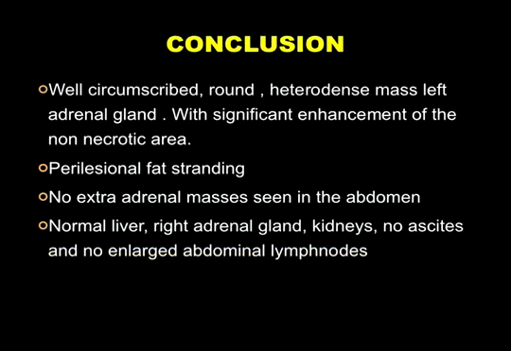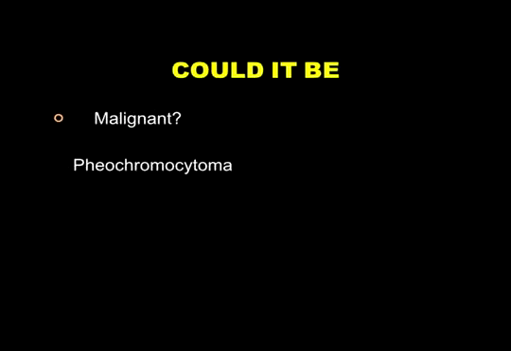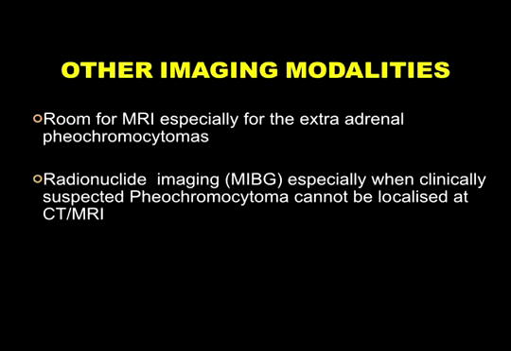So in conclusion, that's what we had: well circumscribed mass, significant enhancement, perilesional fat stranding, other organs were normal, and we had no lymph nodes or ascites. But for this first patient, my thinking was, could it be malignant because of that fat stranding, though not invading the vascular structures? So there was room for other modalities. Like MRI, it would really give us that extent of the mass to show us whether it is invading the other structures or not. And then the radionuclide imaging.